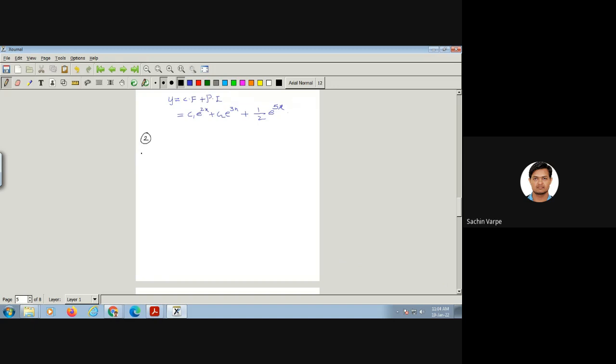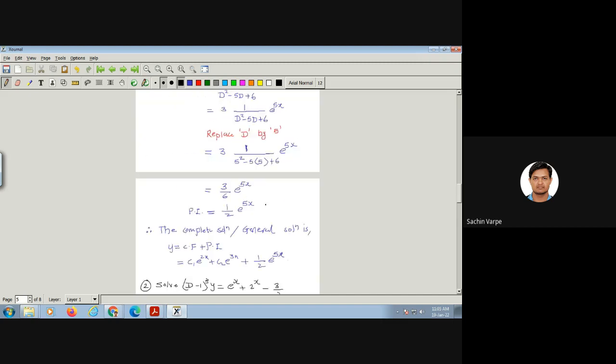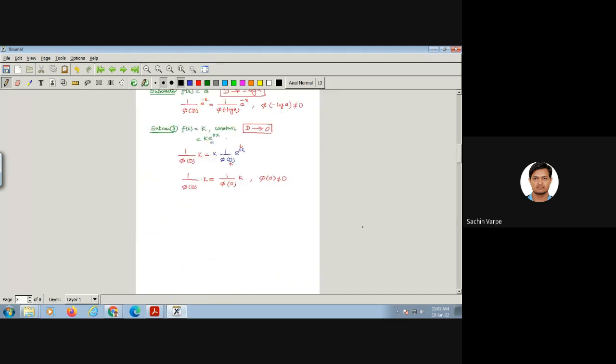Solve (D minus 1) cube y is equal to e to the power x plus 2 to the power x minus 3 by 2. So before we discuss this example, let us discuss one formula which is required to solve this question.